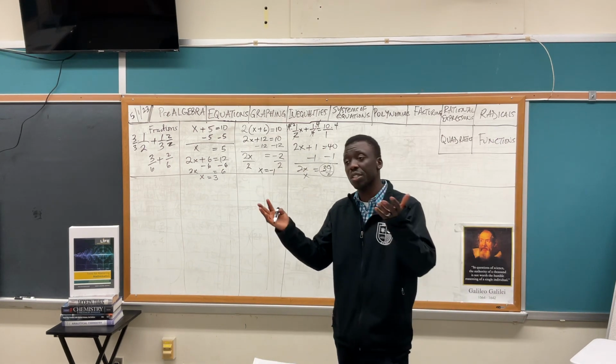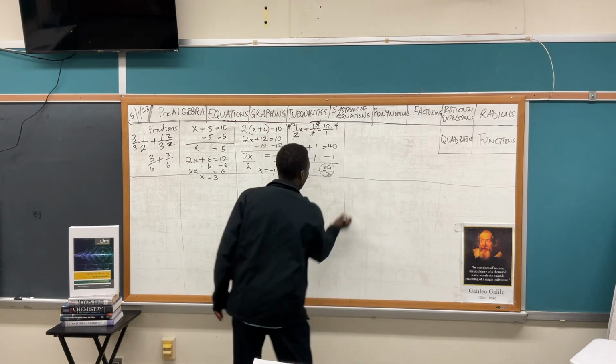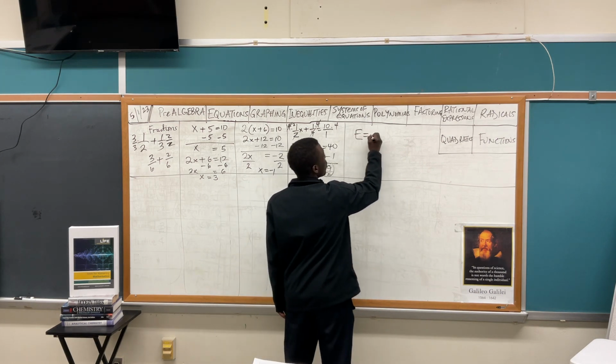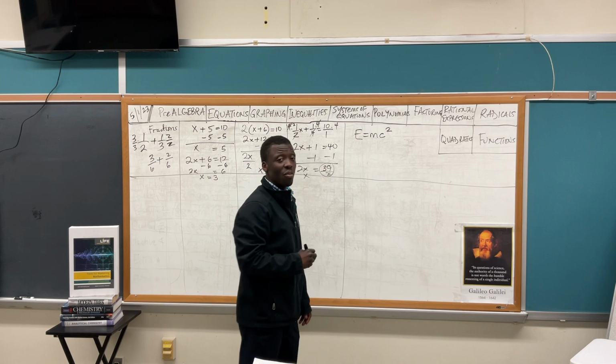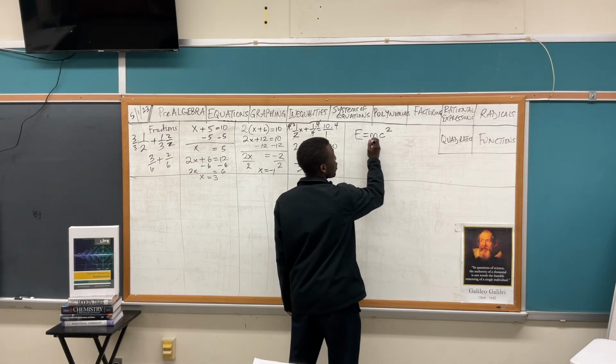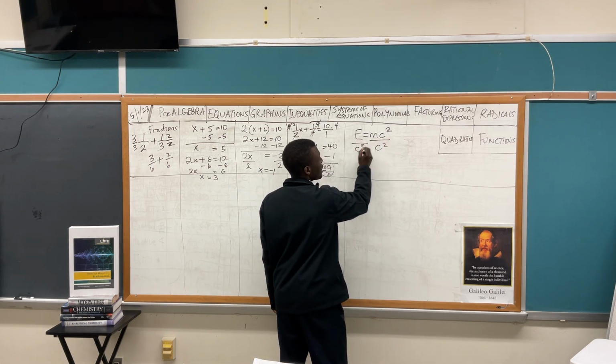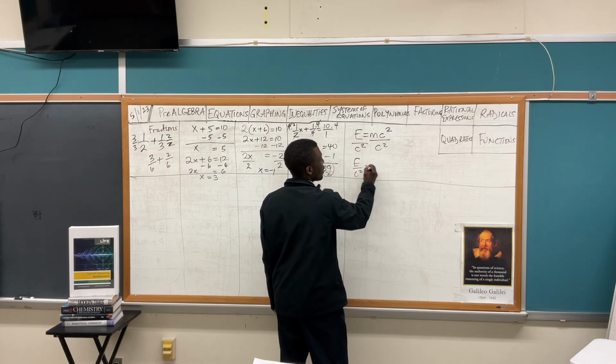What about equations involving formulas? Well, if it involves a formula, like somebody says E is equal to mc squared, and they tell you to solve that kind of equation, what you do is if you're solving for m, you divide both sides by c squared. So E over c squared is equal to m.